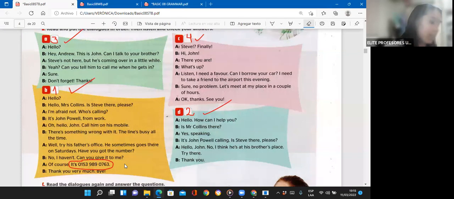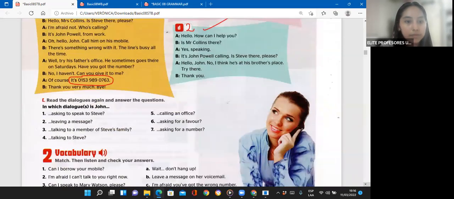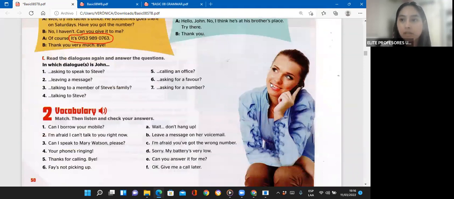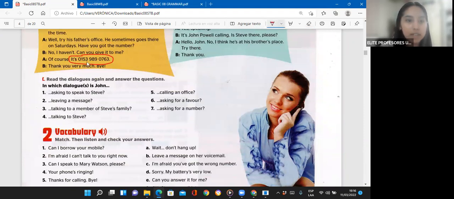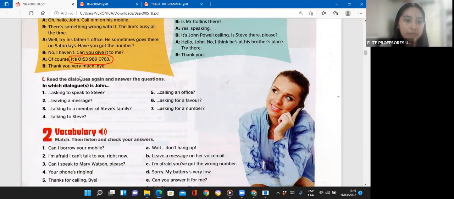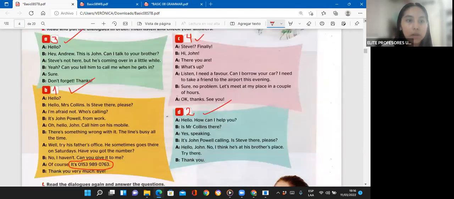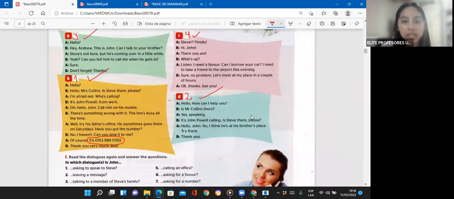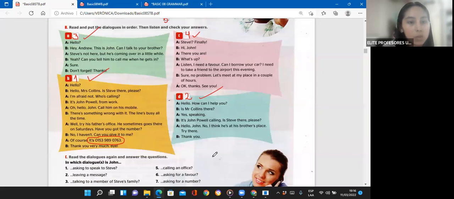All right, I think we don't have enough time. Okay, I want to do C very quick, please. It says, read the dialogues again and answer the questions. In which dialogues is John asking to speak to Steve? Dialogue A, B, C, or D? To speak to Steve. Which one? Okay, I know which one. In which dialogue?